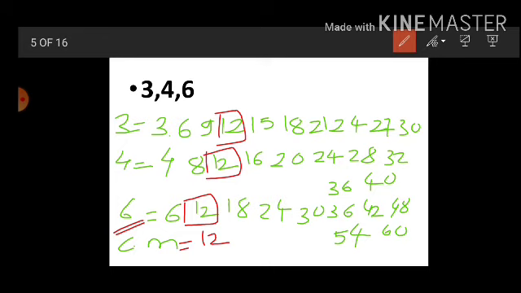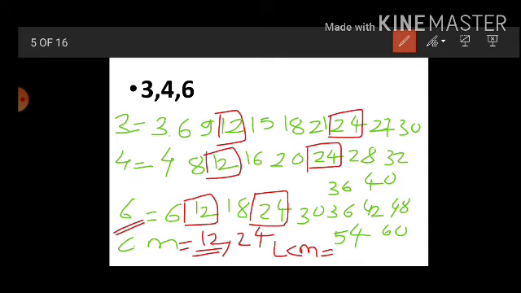Okay. Now next, 18. 18 is not a multiple of 4. So let it be; here 24. 24 is a multiple of 6, 24 is a multiple of 4 and 24 is a multiple of 3. The next common multiple is 24. Okay students, so how many common multiples? Minimum you take out 2 common multiples and maximum as many as you want. Now which is the smallest common multiple? 12. So least common multiple is equal to 12.